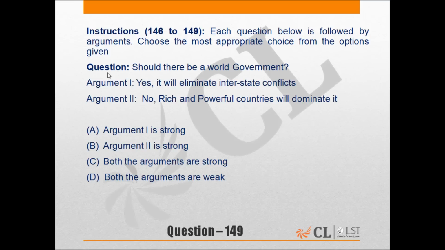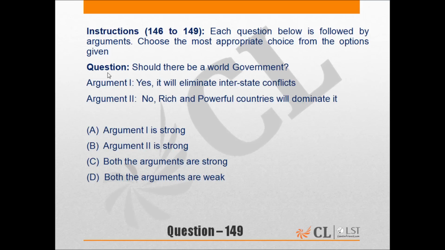At the same time, the stated benefit over here, elimination of interstate conflicts, other organizations can very well look at it without causing those harms. Hence, argument 1, even though it may be directly linked, would not be considered a very relevant one. It would be considered a weak argument. Rich and powerful countries will dominate it. Yes, this definitely talks about a few countries, a few nations benefiting from this, not all. And this therefore is a strong weakness in the suggested idea. It is a strong damage that can be caused. Hence, argument 2 is strong, 1 is weak.